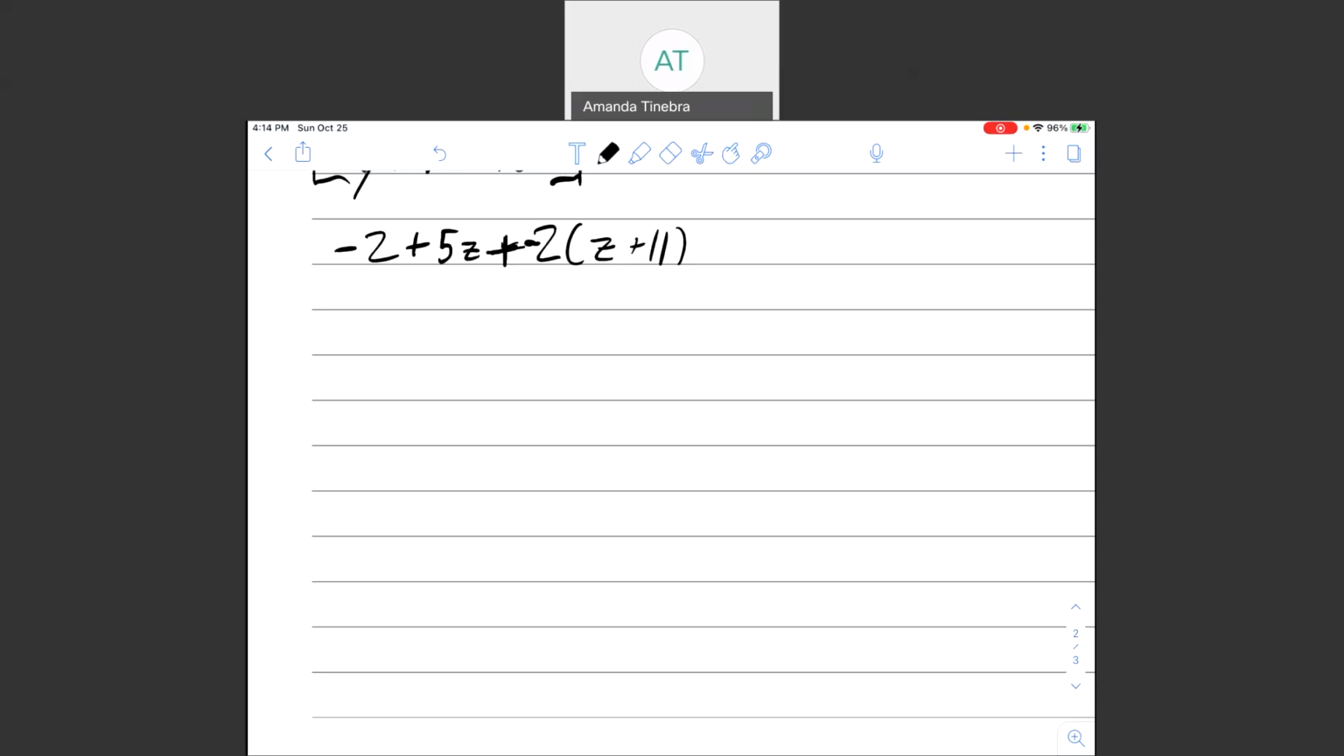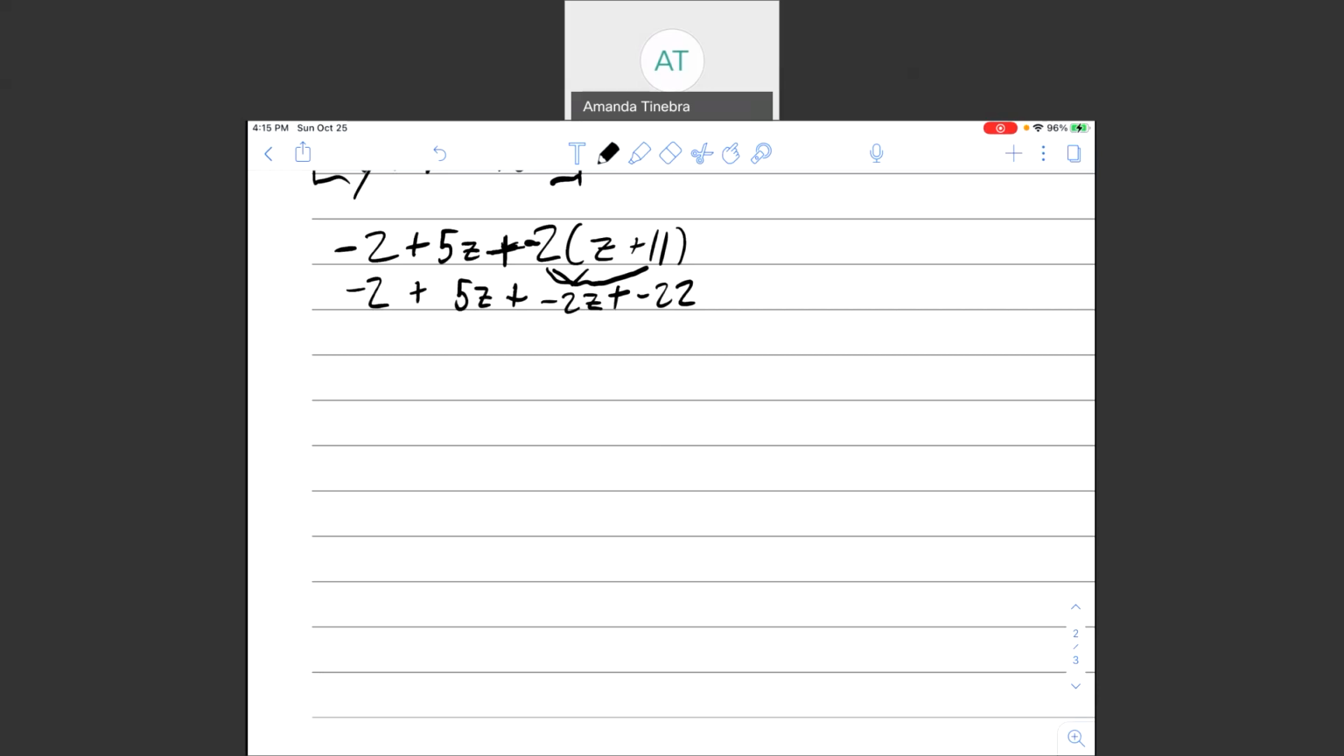And here's where that distributive property we learned in the last video is really important. So here we're going to do negative 2 times z. That's negative 2z. And we're going to do negative 2 times 11. Well, negative 2 times 11 is negative 22. And we have our addition. Now, again, it's really nice. Instead of having to worry about what operation I'm bringing down, I just bring down all addition. So I have negative 2 plus 5z plus negative 2z plus negative 22.